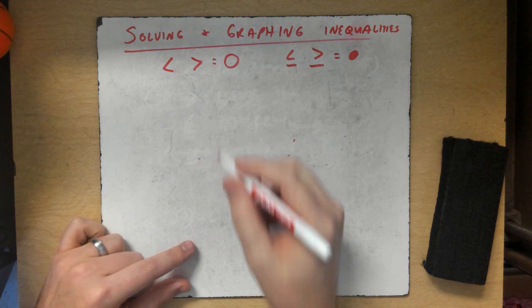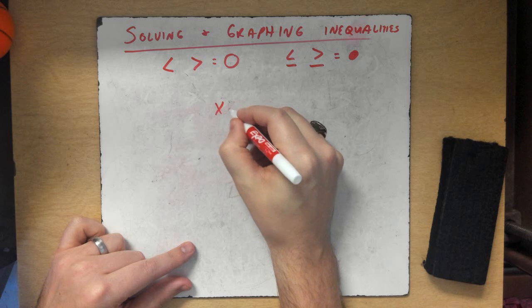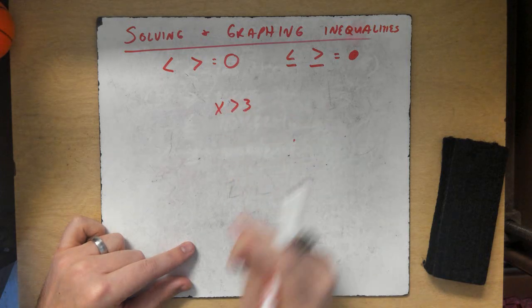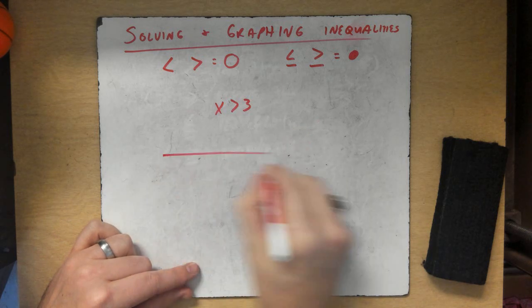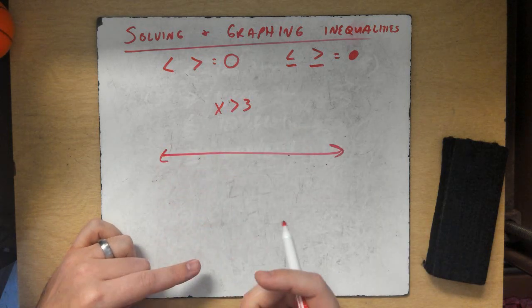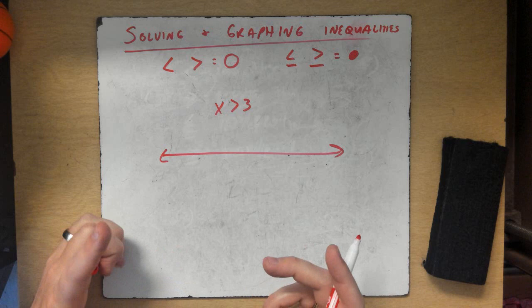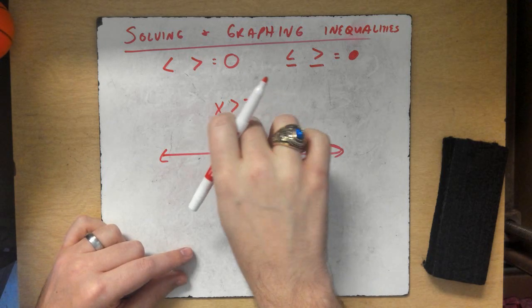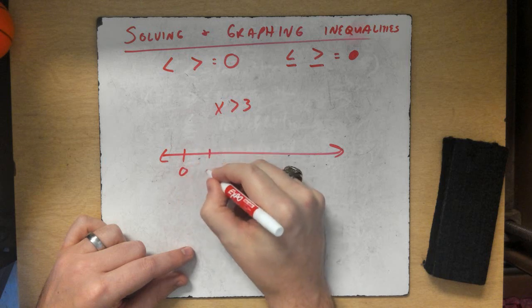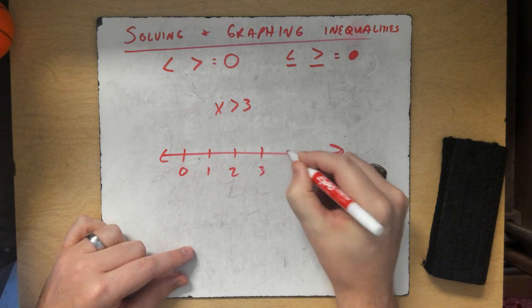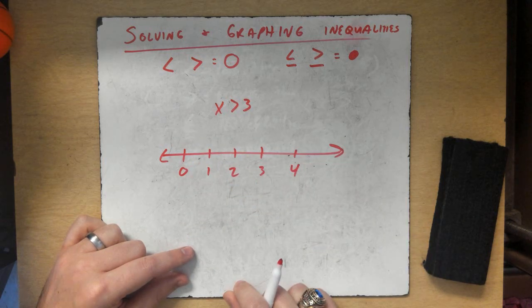Well, let's do a little example here. So let's say I have x is greater than 3, and I want to graph this on the number line. So I have a little number line here, I draw it, and when you draw these, you don't have to be super crazy about it, right? You can just pick a couple of numbers to put on there where it's in your number range. So let's say 0, 1, 2, 3, 4, okay?